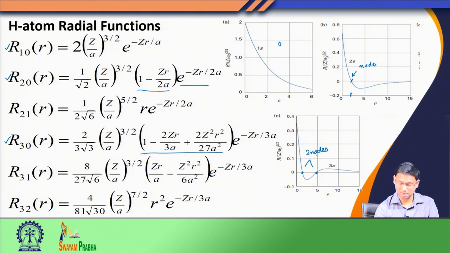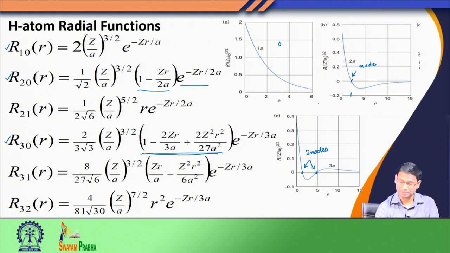In case of 3s, I see that there are two different places where the wave function will become 0, and how would I get that? It is simple, I just have to take this polynomial and find its roots, and I would see that there are two values of r where this will become 0. So therefore, 3s has two radial nodes.